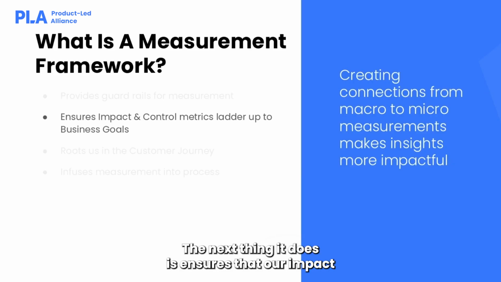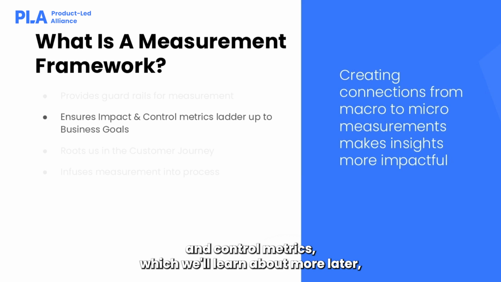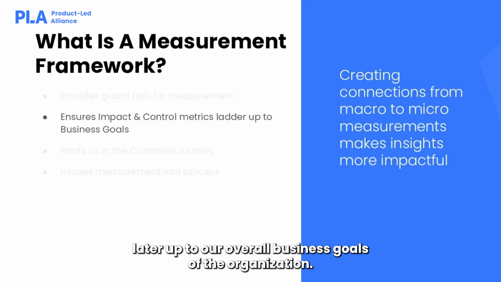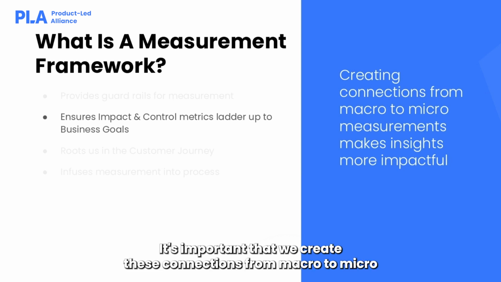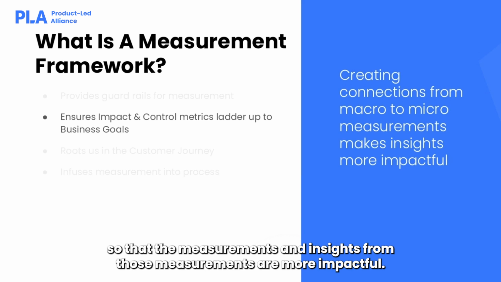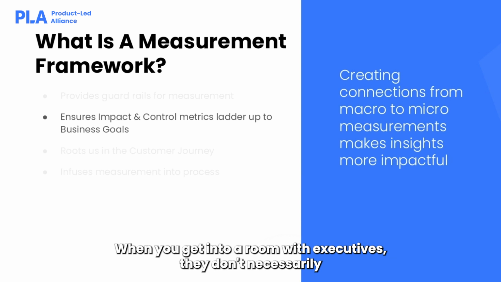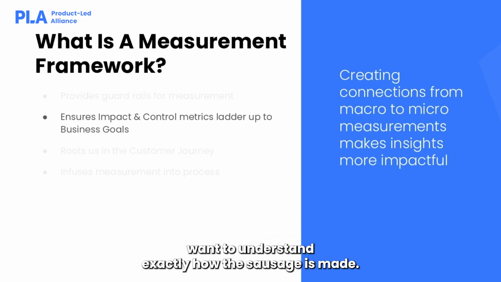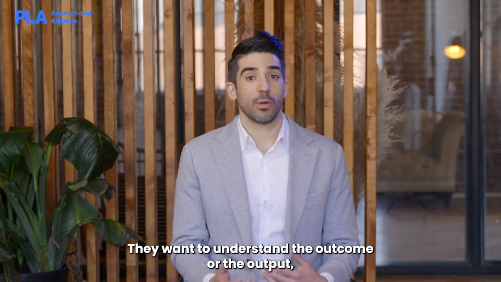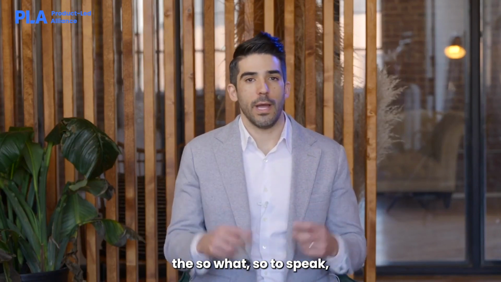The next thing it does is it ensures that our impact and control metrics, which we'll learn about more later, ladder up to our overall business goals of the organization. It's important that we create these connections from macro to micro so that the measurements and insights from those measurements are more impactful. When you get into a room with executives, they don't necessarily want to understand exactly how the sausage is made. They want to understand the outcome or the output, the so what, so to speak.